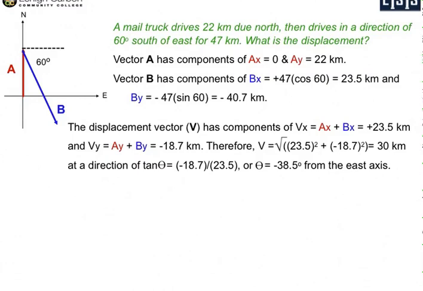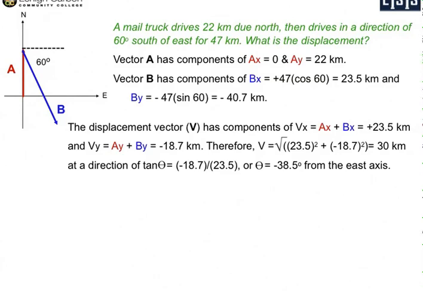So let's take an example here of a component analysis where we're adding two vectors together. In this case, we have a mail truck that first drives 22 kilometers due north from the post office, and then drives in a direction of 60 degrees south of east for 47 kilometers. And we're looking for the overall displacement from the post office.